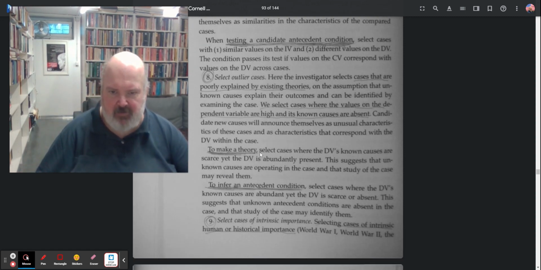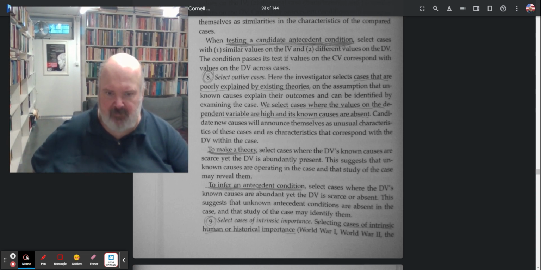To make a theory, in other words, you're not going to test the theory. You don't test this kind of theory. It's not that we can test the theory in this regard. This is how we select cases, but we can't use this to test.